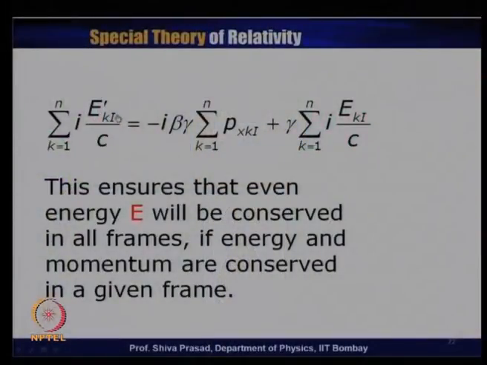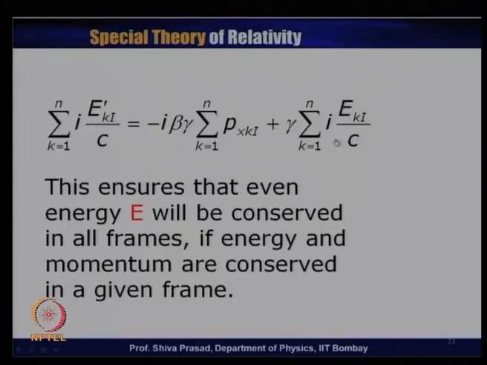Now we also see, let's look at the fourth component of the transformation. The fourth component, now I have replaced that gamma u m naught with E prime. So we have a new definition of energy here. So this is the transformation of the fourth component, minus i beta gamma times the first component plus gamma times the fourth component.